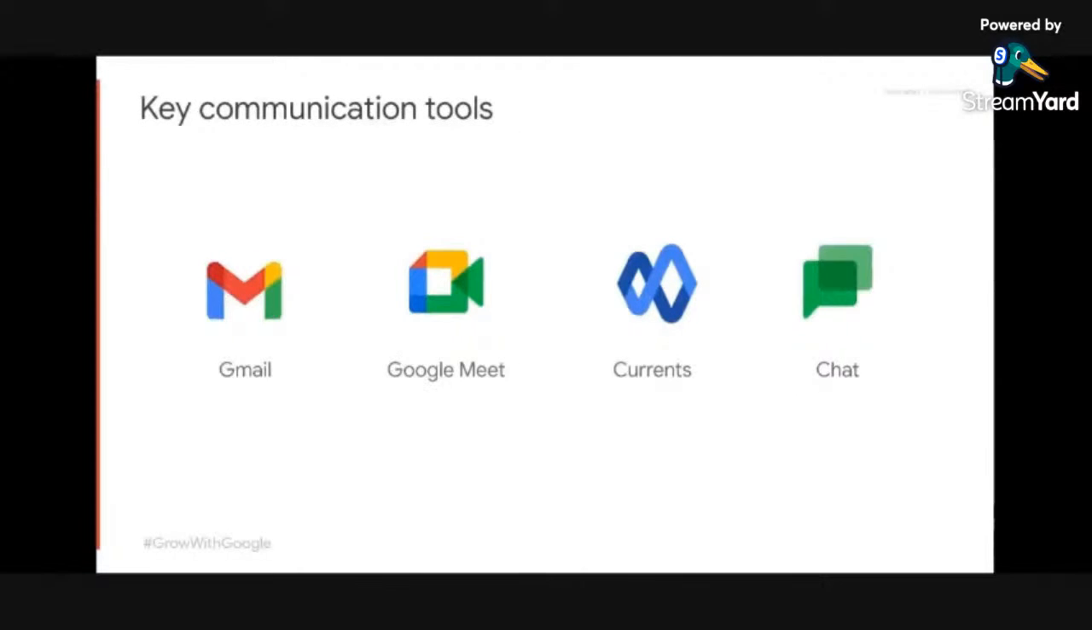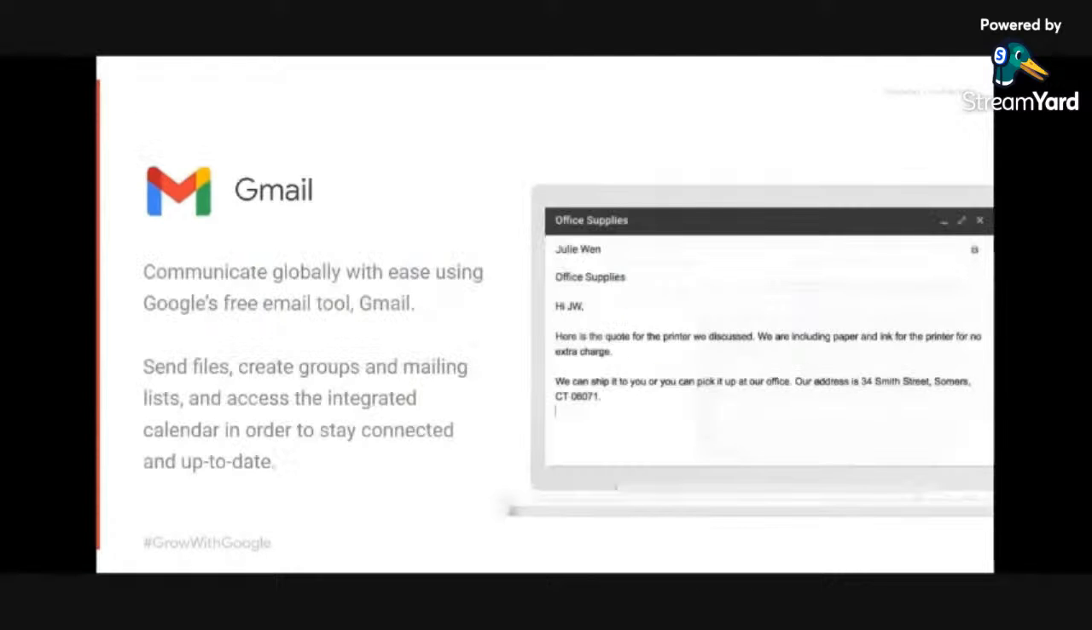These are the 4 communication tools found via Google Workspace, and they include Gmail, Google Meets, Google Currents, and Google Chat. So let's take a look at each of these tools individually.